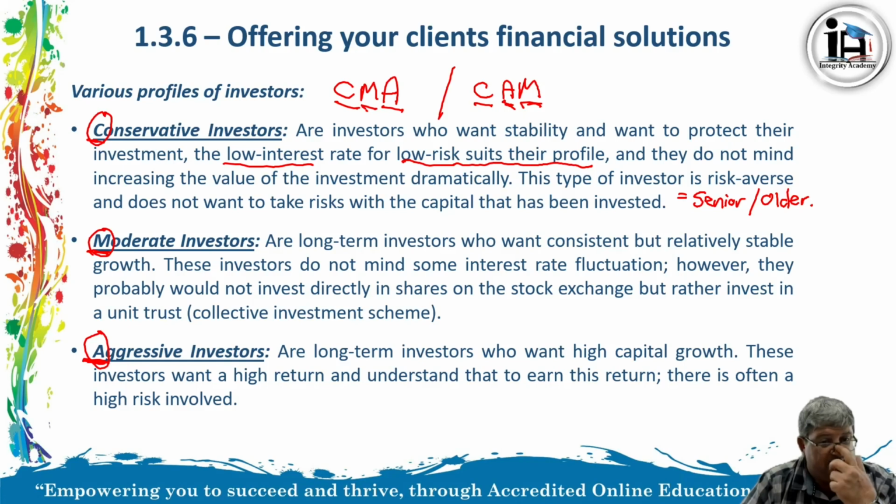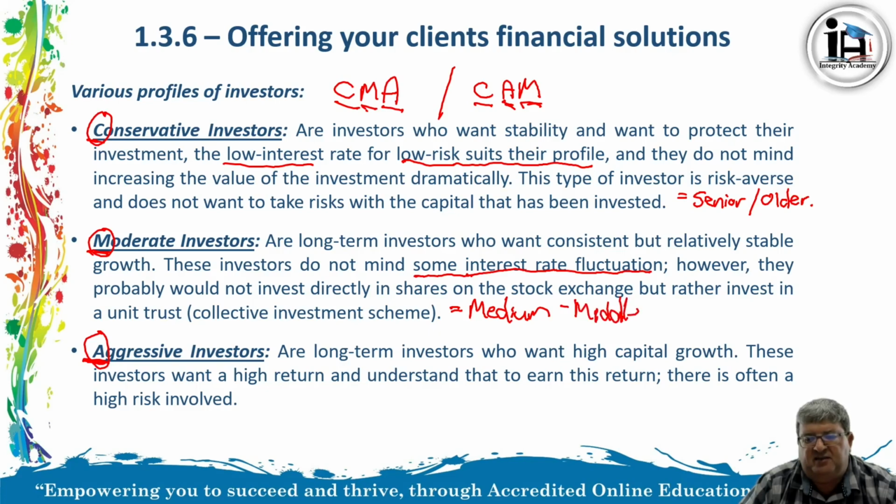Then we look at the moderate investors. They are long-term investors who want consistent but relatively stable growth. So these investors do not mind some interest rate fluctuations. Remember, not high, just some. However, they would probably not invest directly in shares on the stock exchange, but rather invest in a unit trust, a collective investment. So you can see they are like medium investors, moderate. They are in the middle. So remember the M. We can say the M for moderate is for medium class investors. They're in the middle. They don't want low interest and low risk, but they also don't want high interest and high risk. They are in the middle.